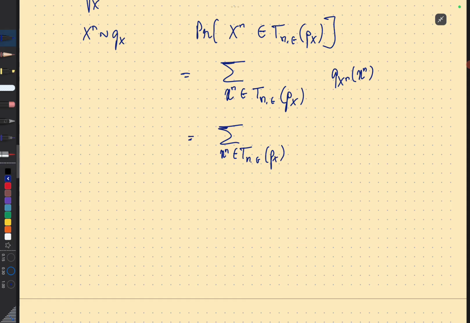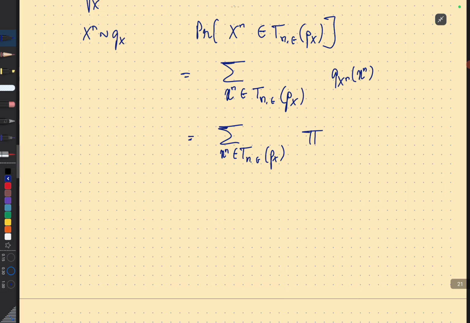Expectation of 1 over n times sigma times the indicator variable. Okay, that's the empirical frequency, right? But here I want to express this probability as some function that involves the empirical frequencies. So maybe let me write another step.